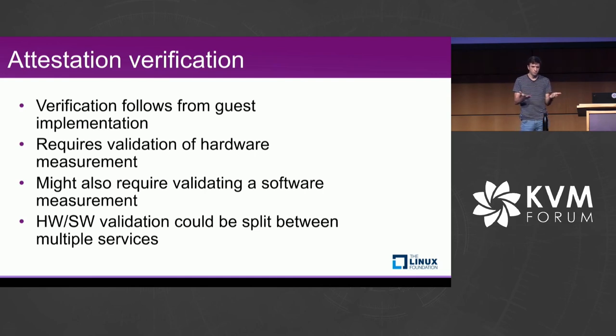So we should probably set our expectations a little bit. When we talk about unifying confidential attestation, it's not going to be the case that we have some 10-line program that can take any measurement from any guest and immediately know what to do with it. Most likely, there's going to be some kind of software component, and we're also going to need to understand a bunch of different hardware measurements. You could split this between multiple services. You could have something that handles the hardware measurement and then some other thing that touches more on the software stuff.